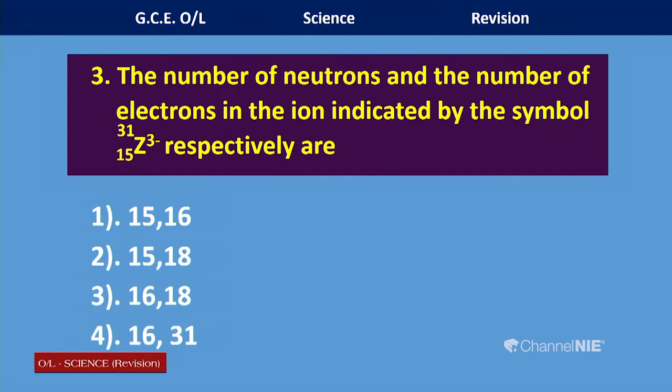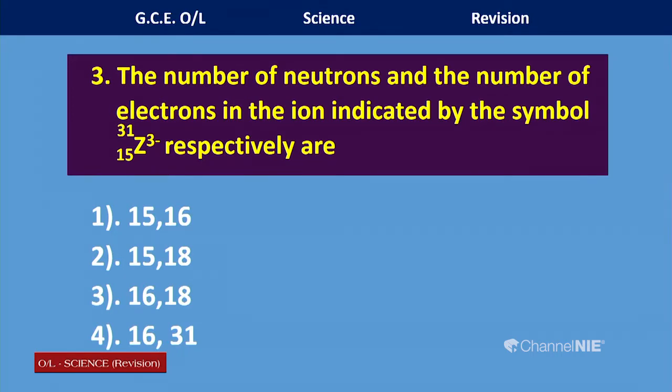In the case of a neutral atom, number of protons equals number of electrons, but here you can see it is not a neutral atom, it is 3 minus. So, 3 minus means electrons and protons are not equal, that is very, very important. When it becomes 3 minus, 3 electrons are added. So, 15 electrons become 18 electrons. By looking at the atomic number and the charge, you can get the number of protons and electrons. So, protons 15, electrons 18.